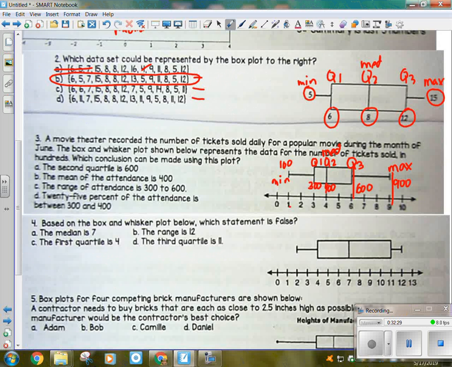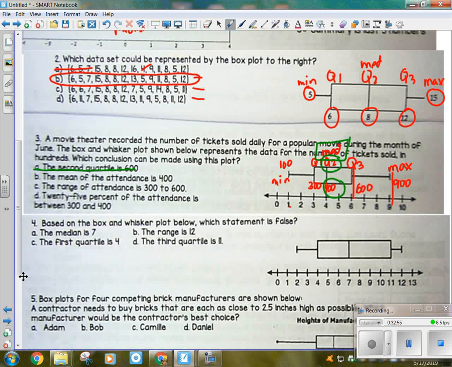So that information is just kind of getting it out there. It says, which conclusion can be made? The second quartile, or Q2, is 600. Nope. The second quartile is actually 400. So A is out. The mean of the attendance is 400. Well, I don't really have mean in my box and whiskers. I have the median, but I don't have the mean. So I'm thinking that's not it, but I'll wait.